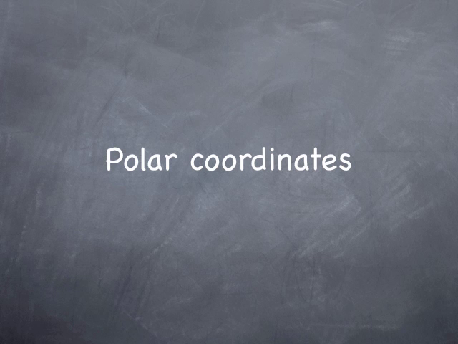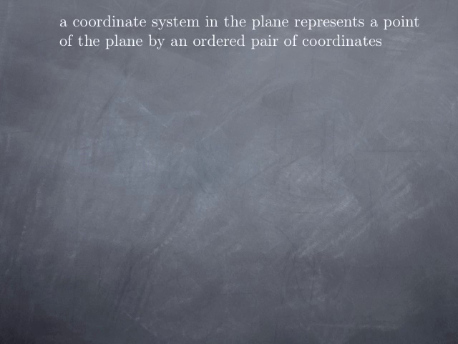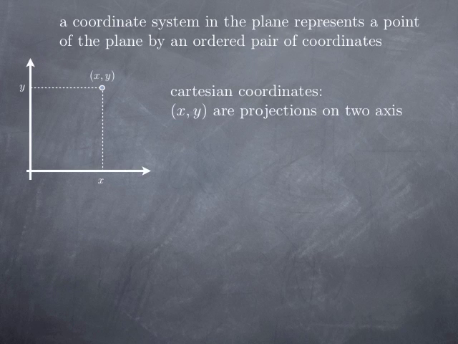In this module we are going to talk about curves that are defined in polar coordinates, and so of course the first thing we need to do is take a look at what it means to use polar coordinates. So a system of coordinates in the plane, and for now we're going to focus on the plane, is a way to give coordinates to each point in the plane, and we do that by giving an ordered pair of coordinates. And what you're used to is a Cartesian system of coordinates where the two coordinates represent the projections on two axes.